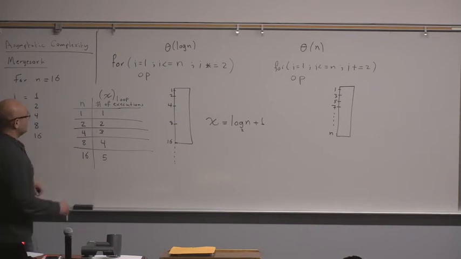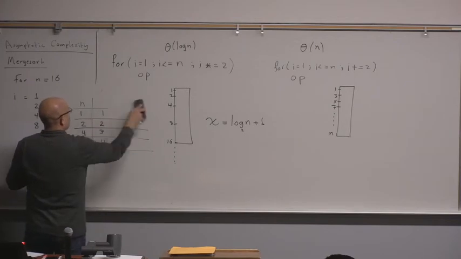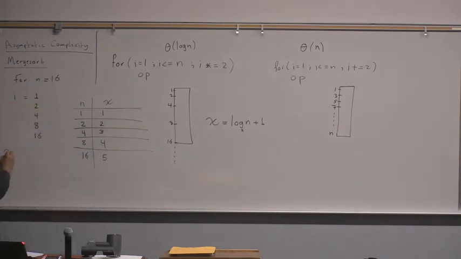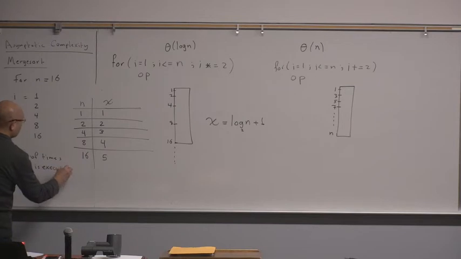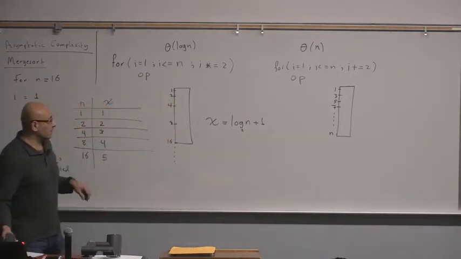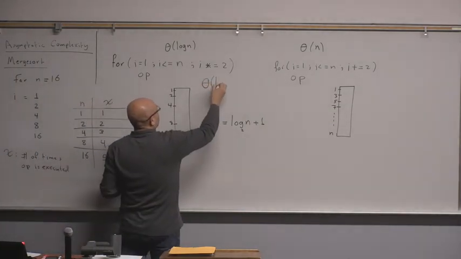So x, call it x, is the number of times the op is executed. So the number of times the op is executed is log n plus 1. But we don't care about plus 1 in the asymptotic complexity. So we say that the asymptotic complexity is theta log n.